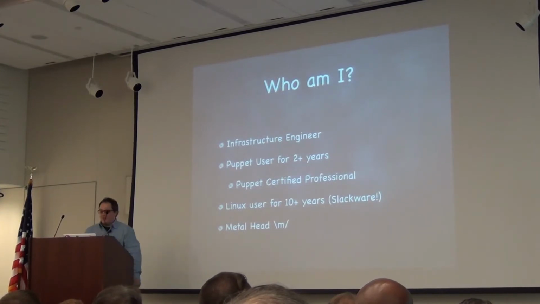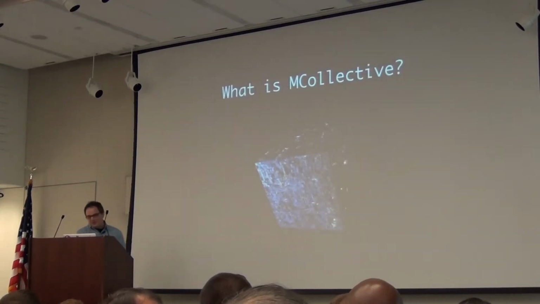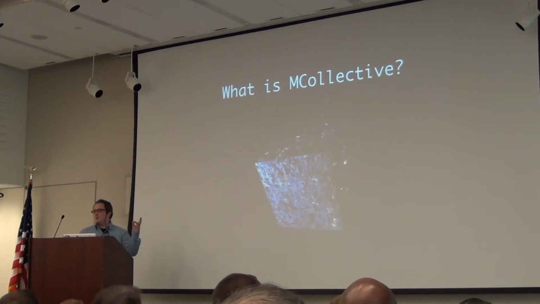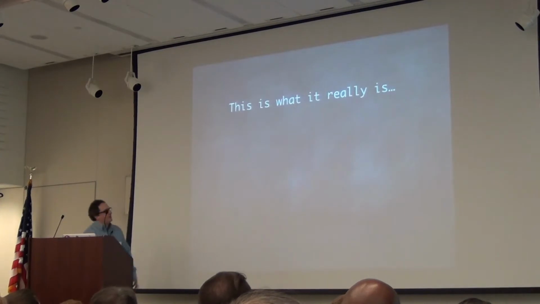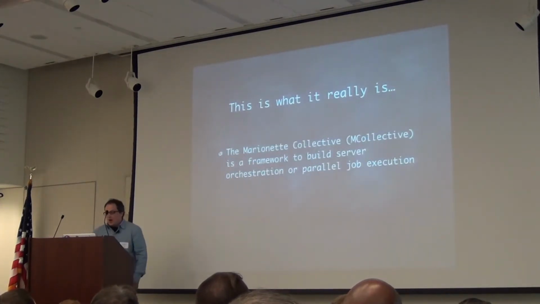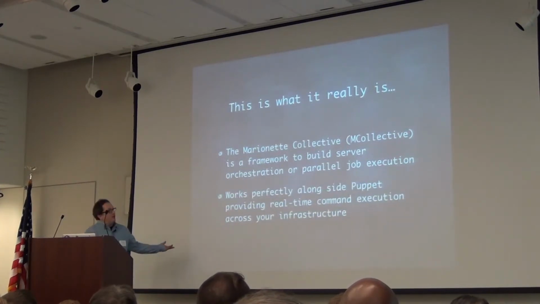All right, so let's get into this. So what is MCollective? That's a picture of the Borg cube, because anytime I hear the word collective, I automatically think of the Borg cube, that you'll be assimilated, you're a technological and biological entity. But that's not what it really is. MCollective is short for the Marionette Collective, and it's a framework that helps build parallel job execution. It works perfectly alongside Puppet to provide real-time command execution.